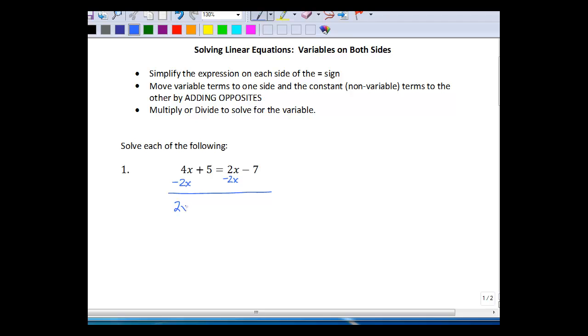Once I do that, I combine my like terms and I have 2x. I still have the 5. And now on this left side, 2x minus 2x, that's 0x, or 0. So those go away, and I just have negative 7.